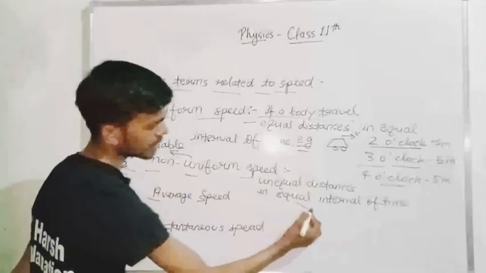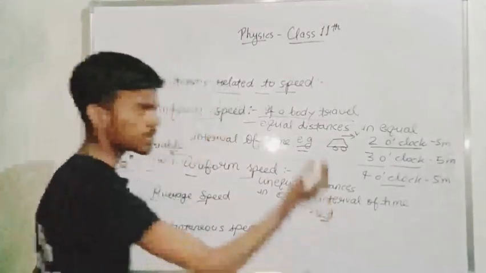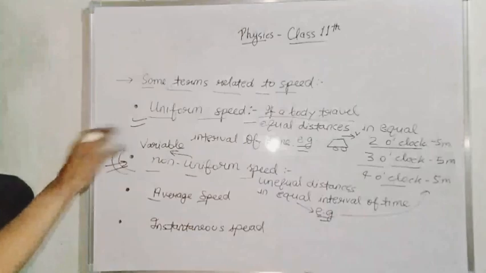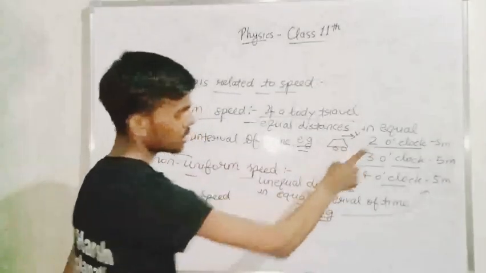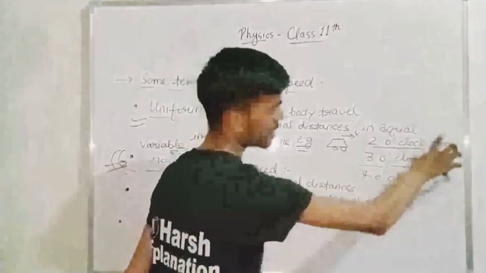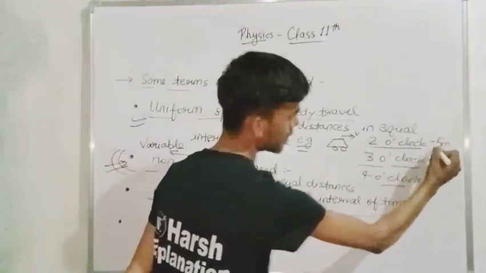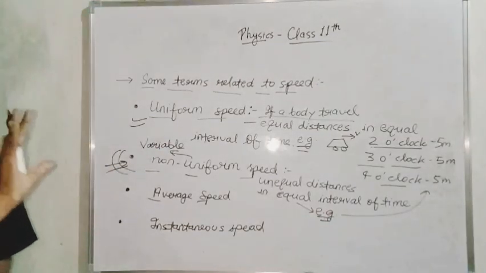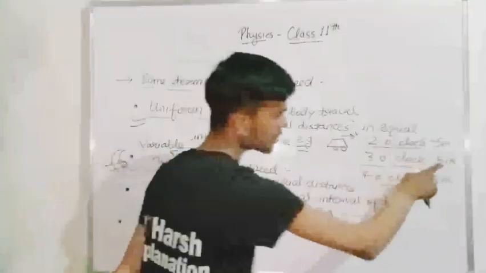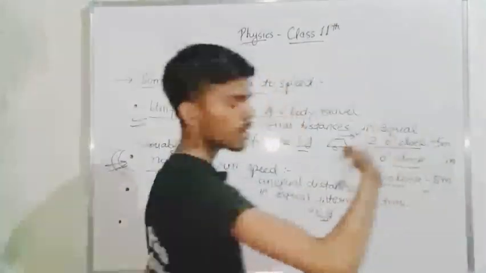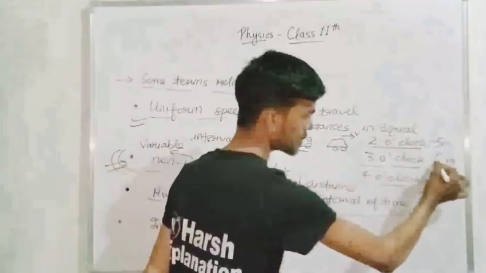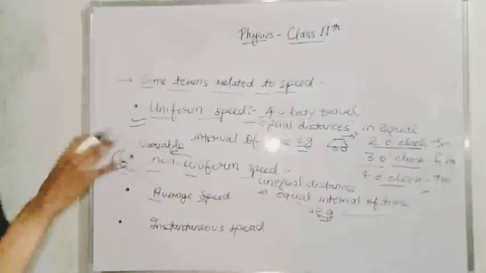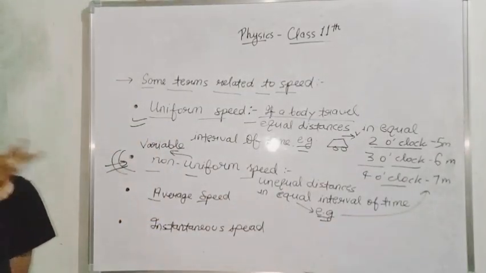And if we see it with the help of examples, we can take the same example here, but with a difference from the previous examples. At 2 o'clock the body is at a 5-meter distance, then at 3 o'clock the body has traveled 5 meters. But after the next time interval we see the body traveling a 6-meter distance, and then a 7-meter distance.